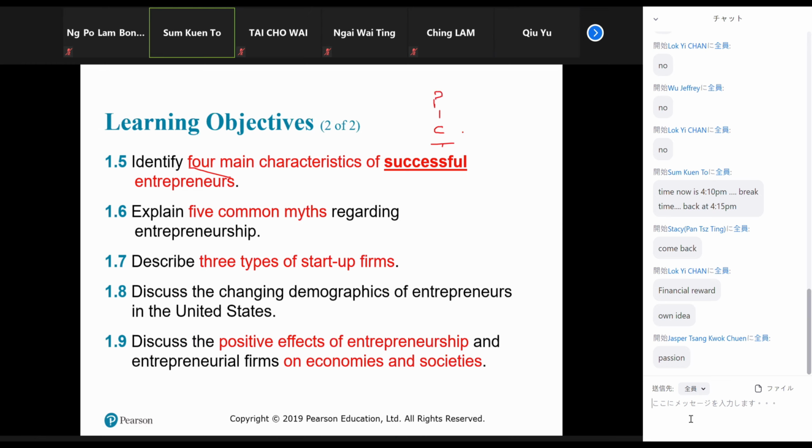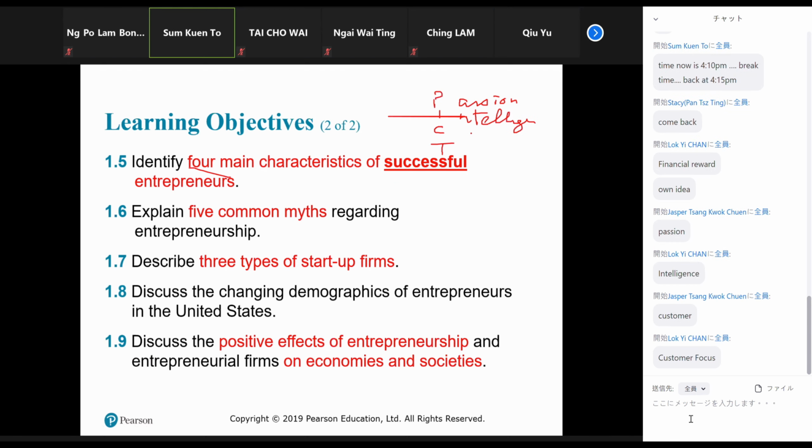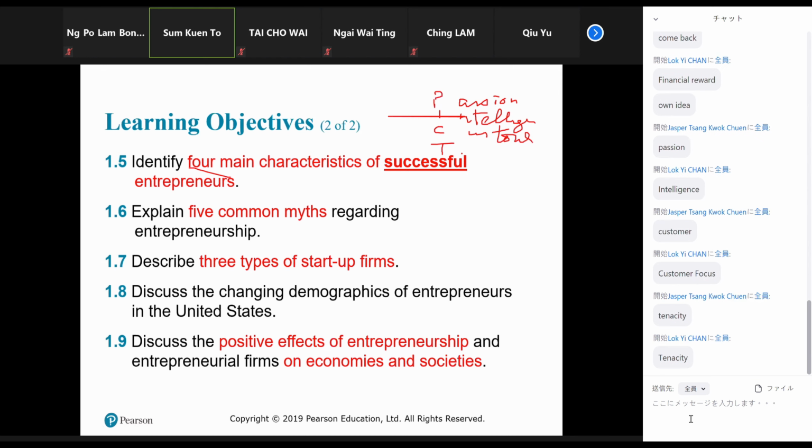Yes, P stands for passion for the business. They are always interrelated. What about ICT? I, intelligent, very good. Thank you. Thanks a lot, E. And C, customer, very good. Good girl, good boy. Ching again. T, difficult word, tenacity despite failure.